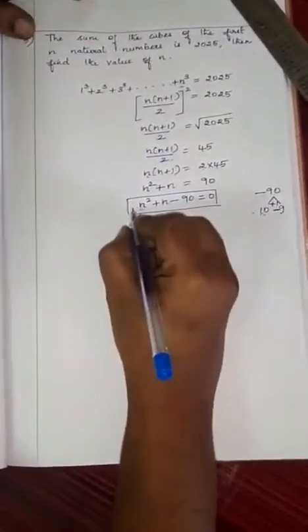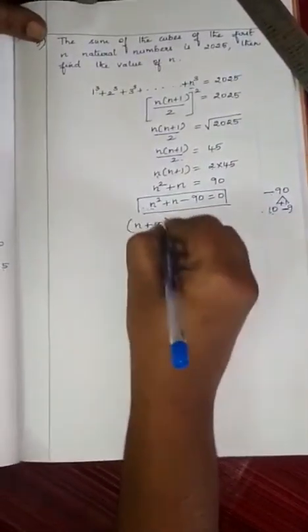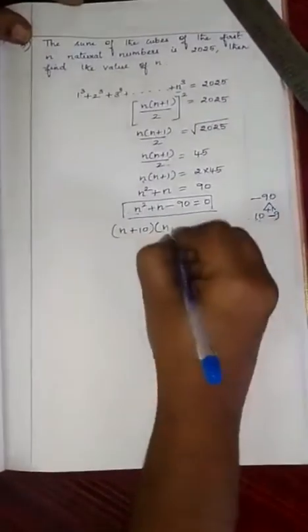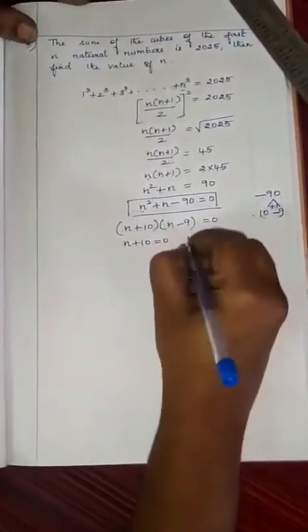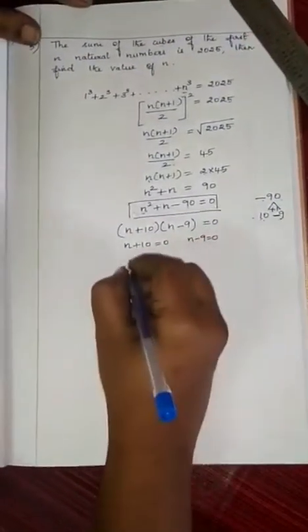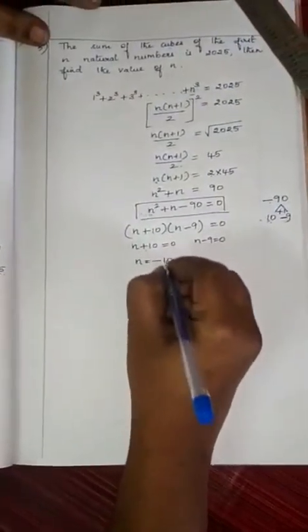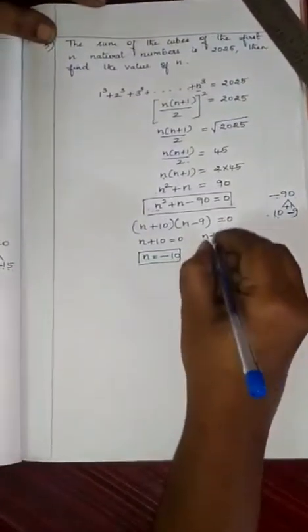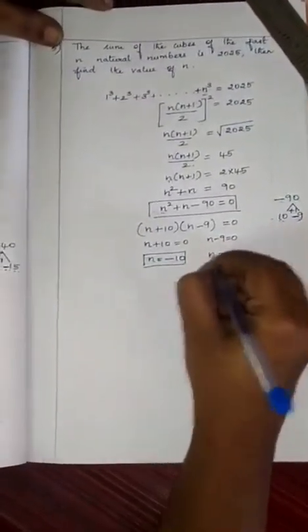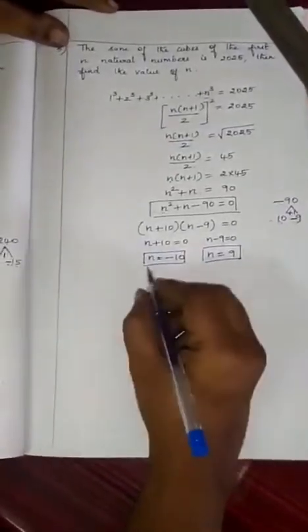As the coefficient of n square is 1, you can write the factors directly. n plus 10 into n minus 9 is equal to 0. Now separate and put equal to 0. n plus 10 is equal to 0. n minus 9 is equal to 0. When you take this plus 10 to the other side, it will come as minus 10. When you take this minus 9 to the other side, you will get plus 9.